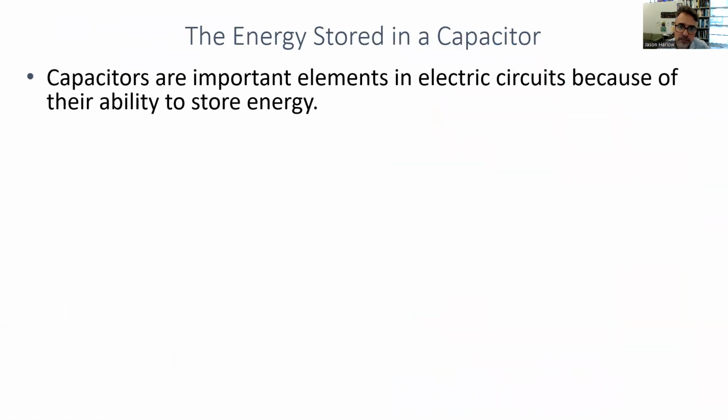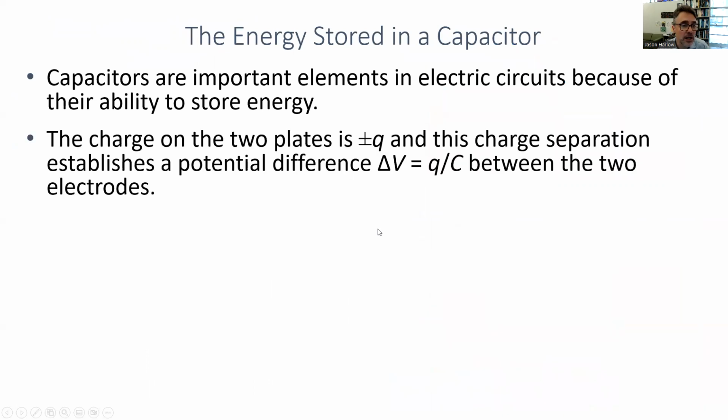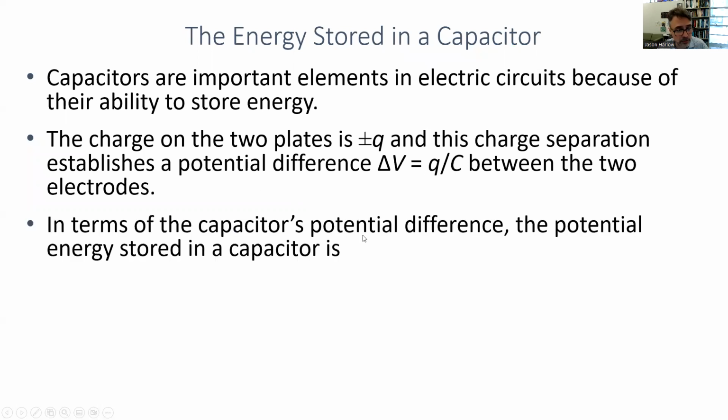So capacitors are important elements in electric circuits because of their ability to store energy. The charge on the two plates is plus or minus Q, and this charge separation establishes a potential difference. Delta V is Q over C between the two electrodes. In terms of the capacitor's potential difference, the potential energy stored in the capacitor is that Q squared over 2C, also 1/2 C times delta V squared. Another good equation.